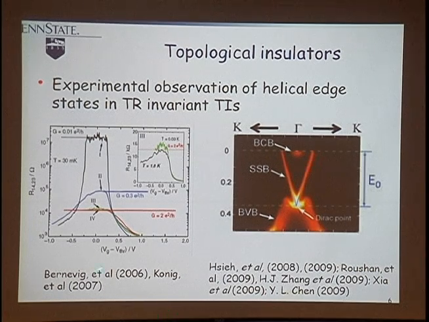So this is the first experiment in the HgTe quantum wells, which shows this 2e²/h conductance. And then in three dimensions, people can use the ARPES method to experimentally observe this surface state and show there's this crossing point here. It's a Dirac cone, very nicely.